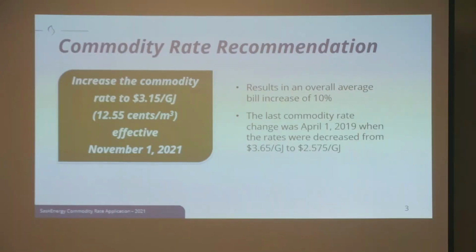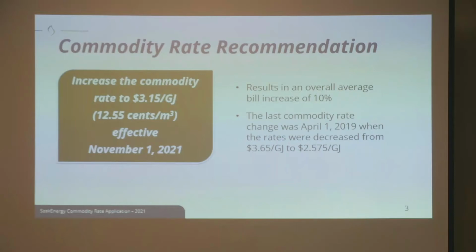Getting right to it. Our rate application is asking for an increase in the commodity charge from its current rate of $2.575 per gigajoule to $3.15, and that is all reflective of the market. All reflective of the market because there can be no profit or loss in that. The impact to our customers on a residential basis is just over 8%. But that's still an increase, and we're here to talk about that increase and answer any questions on that.